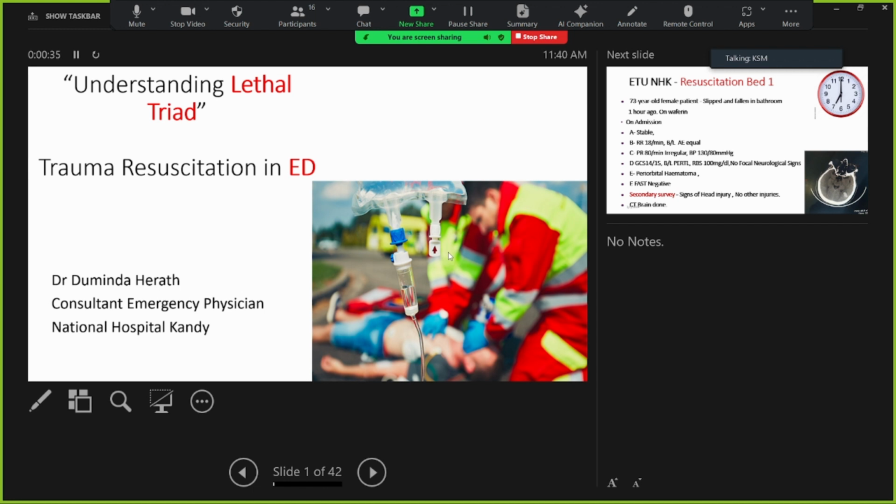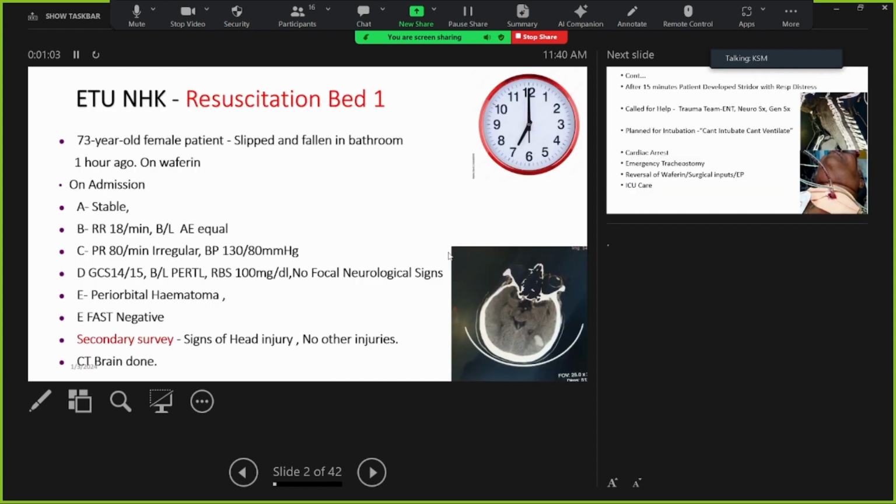So without wasting much time, we will straight away go into the topic, that is understanding the lethal triad, resuscitation of trauma in emergency departments. To give you some insight on what sort of things happen in emergency units with regard to trauma, though this case is not directly related to today's topic, I will give you a case which has a lot of positive things for us to gain to manage a trauma.